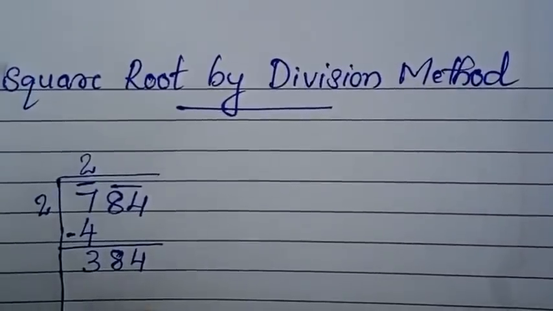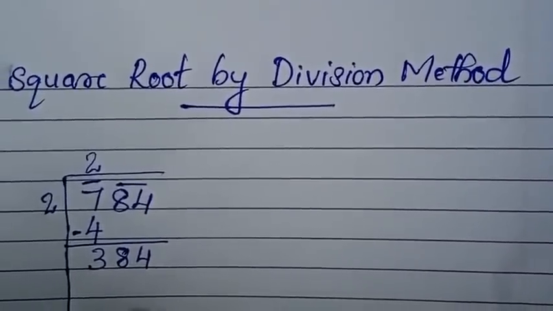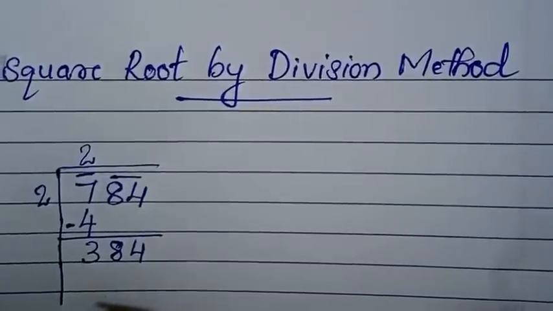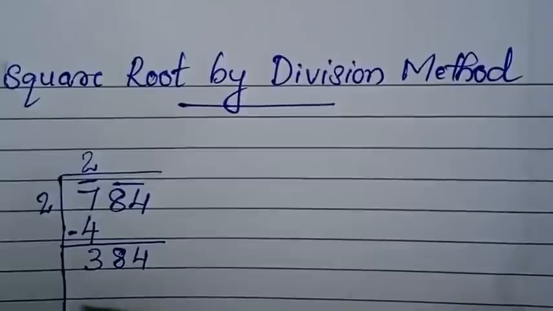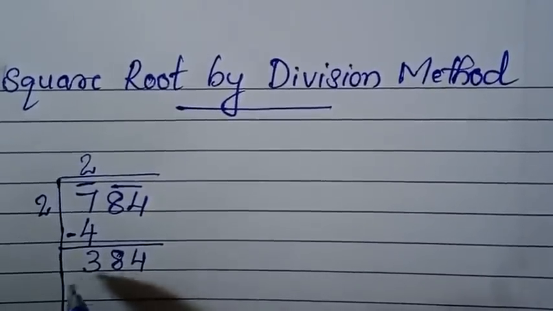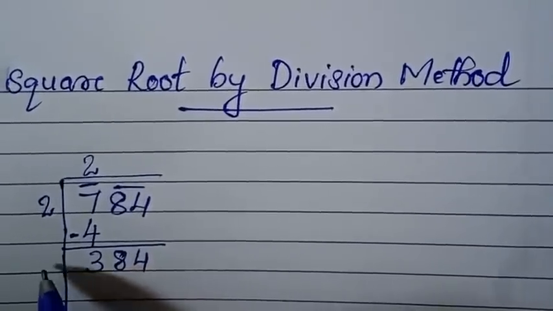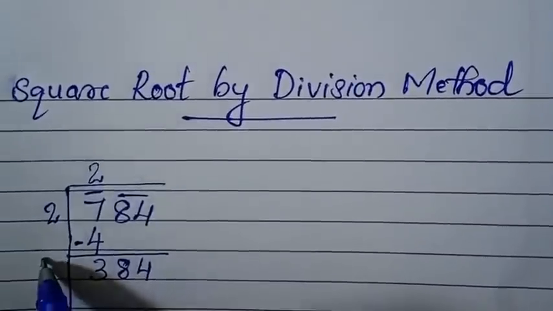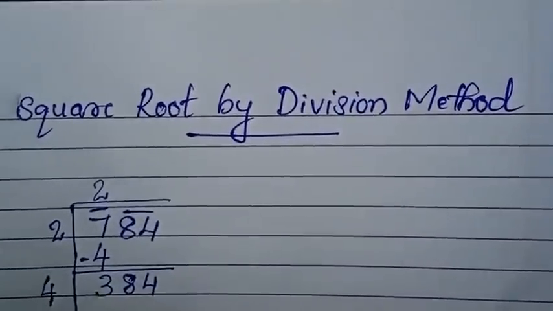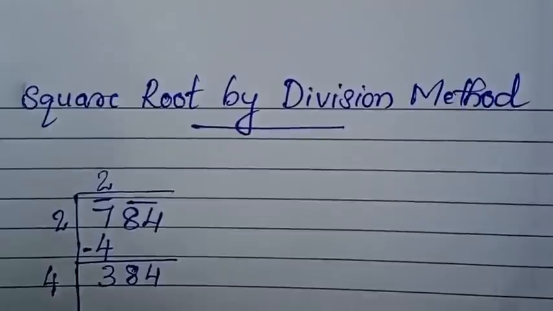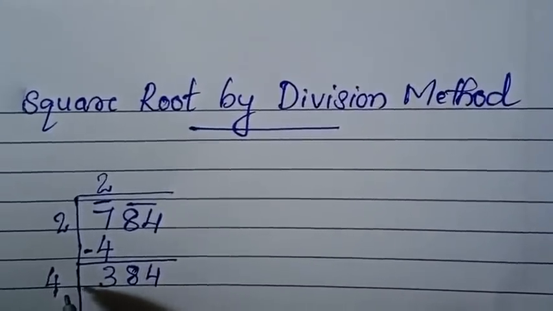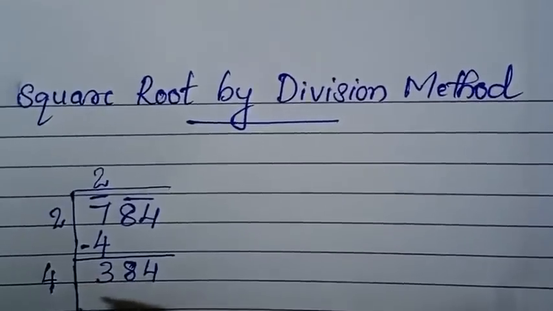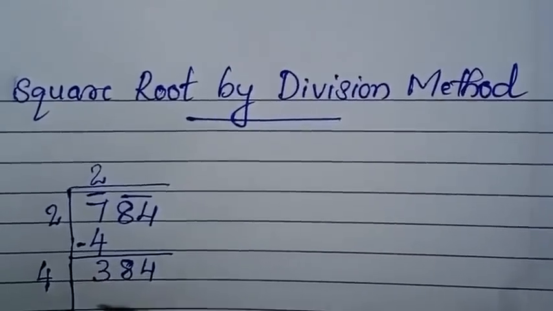The next step: our quotient is 2. Double the quotient and enter it at the divisor's place. The divisor's place always comes on the left with a blank space. Understood? So double the quotient means the quotient is 2, so doubled it is 4. Okay. So the next is to guess. There is one number over here. If we put that number, we will get the perfect square. So what will we do?